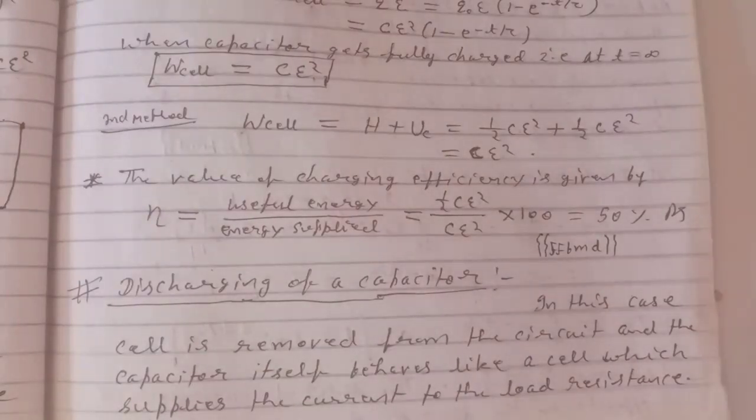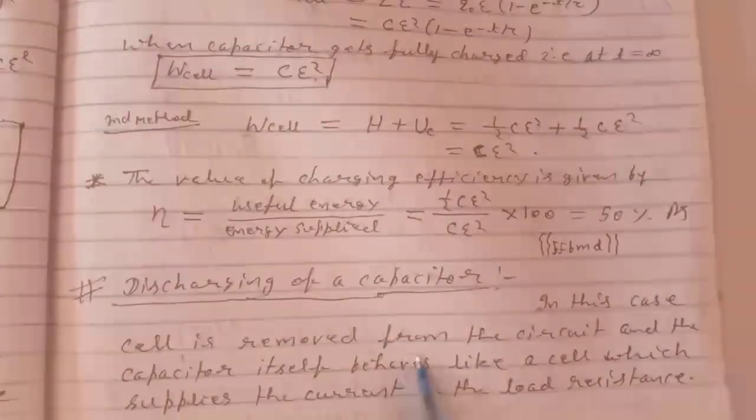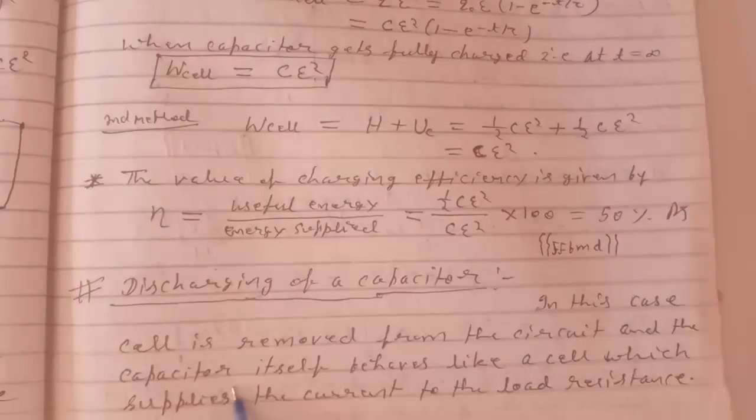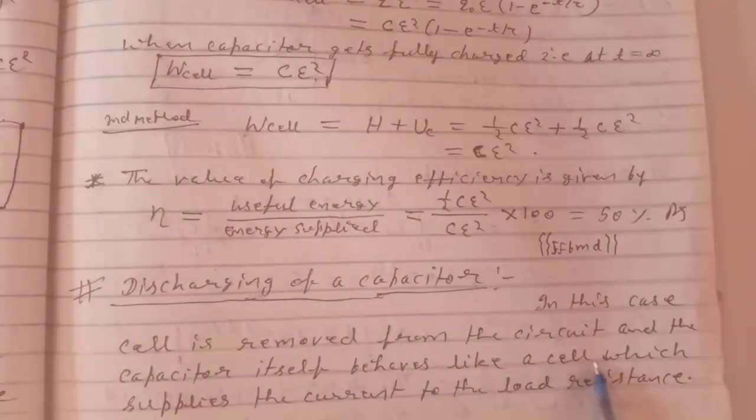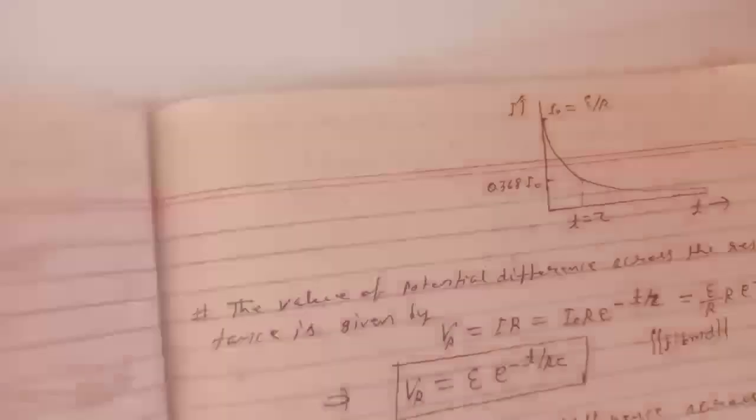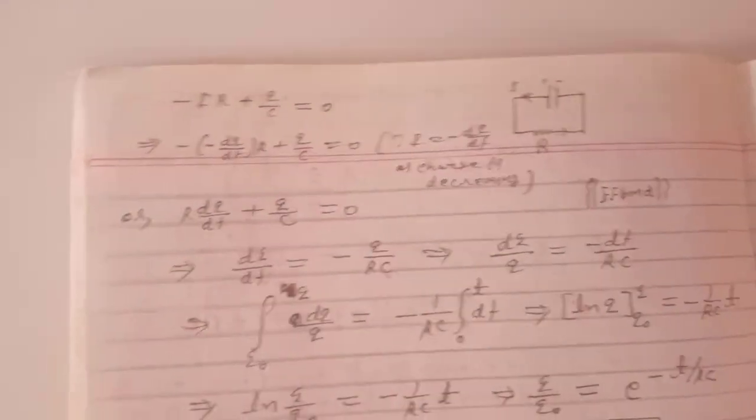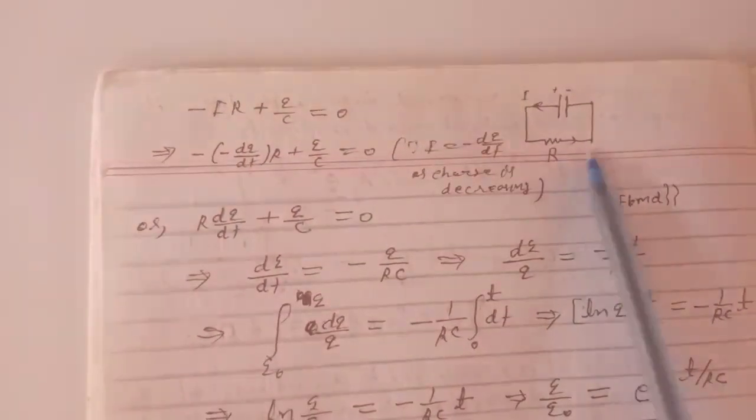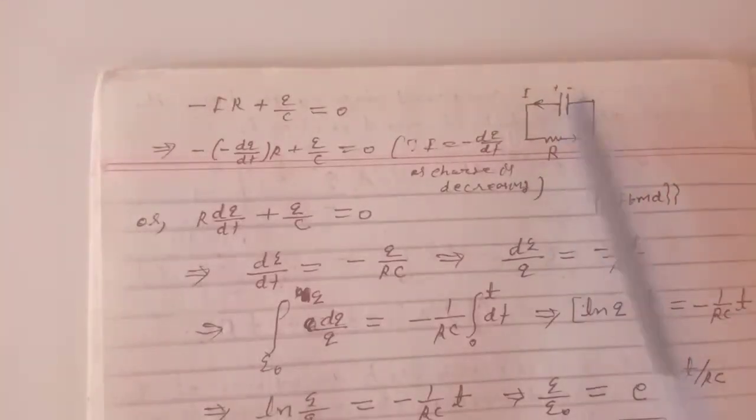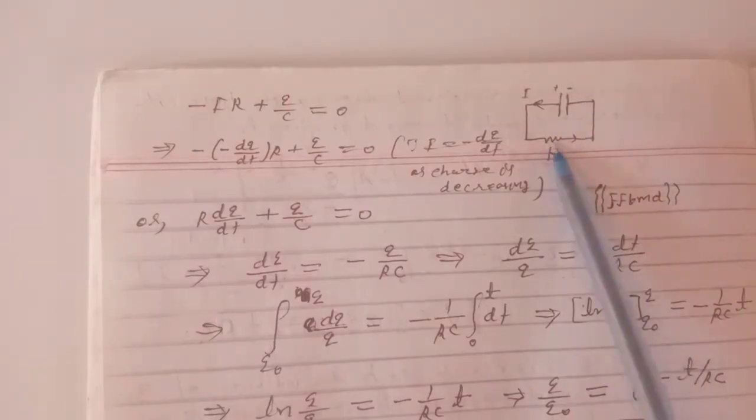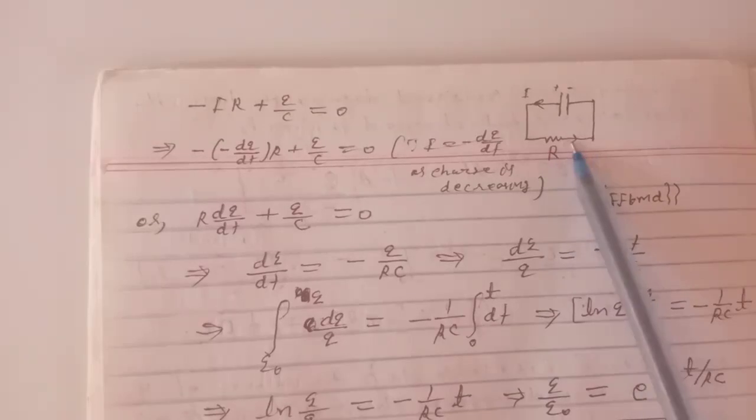So let's start. In this case, the cell is removed from the circuit and the capacitor itself behaves like a cell which supplies the current to the load resistance. Here is the diagram of the discharging of a capacitor. This is a capacitor which now behaves like a cell. This is the positive terminal, this is the negative terminal, and this is the load resistance R, that is, the external resistance R.